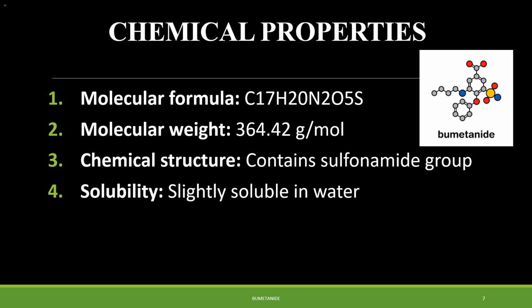Chemical properties of bumetanide. 1. Molecular formula. C17H20N2O5S. This is bumetanide's chemical makeup. 2. Molecular weight. 364.42 grams per mole. This is bumetanide's weight in chemistry terms. 3. Chemical structure. Contains a sulfonamide group. Bumetanide has this part in its structure. 4. Solubility. Slightly soluble in water. Bumetanide doesn't dissolve easily in water.